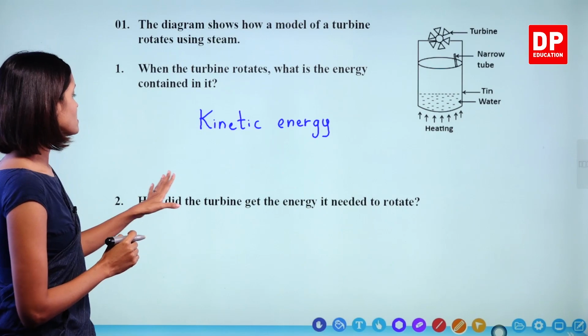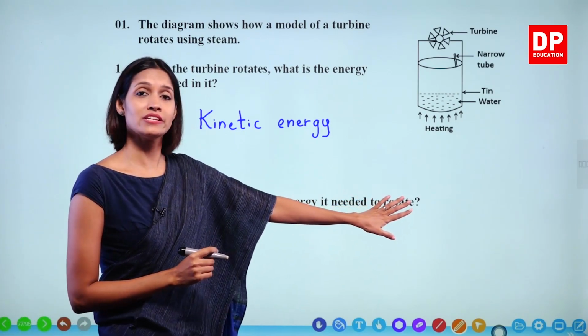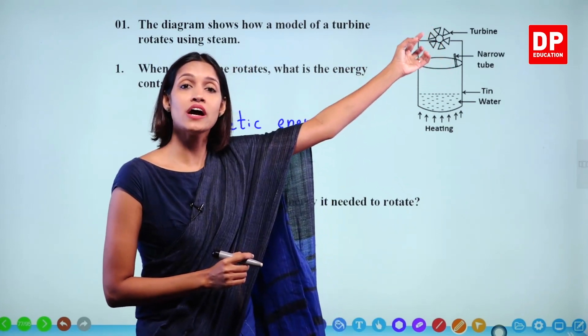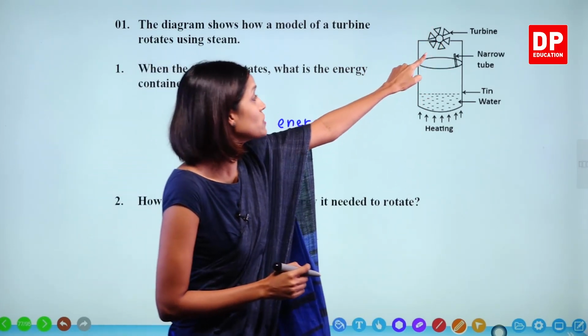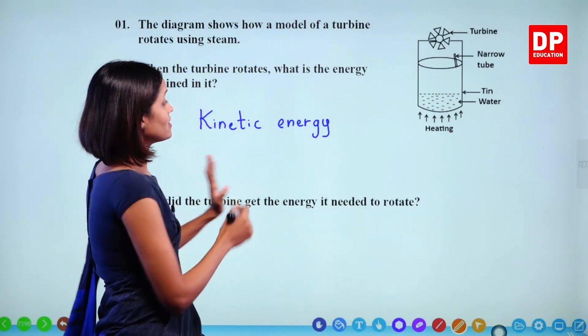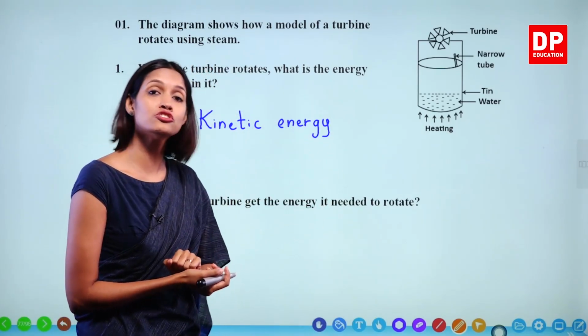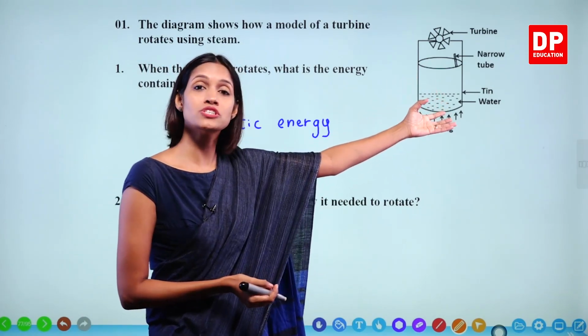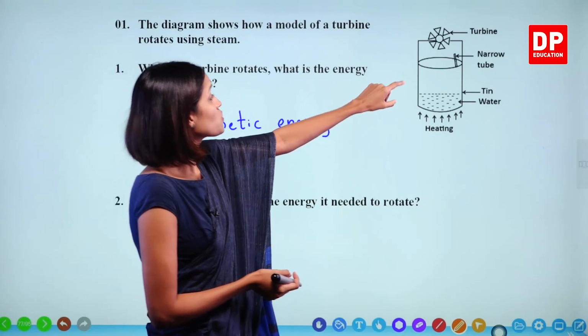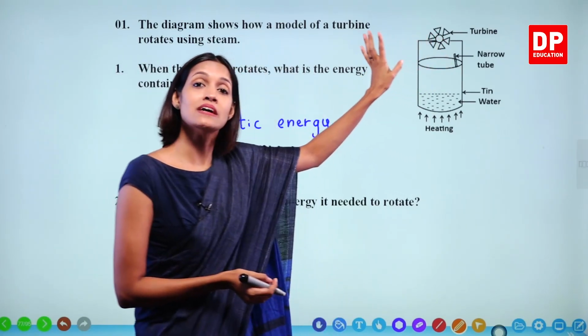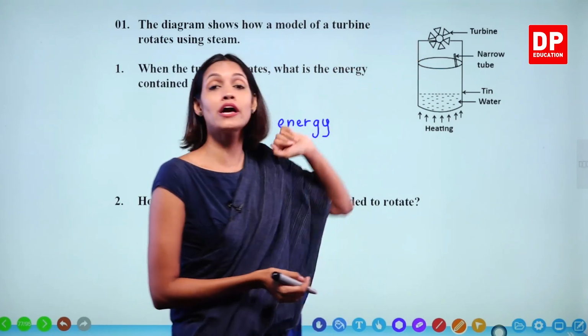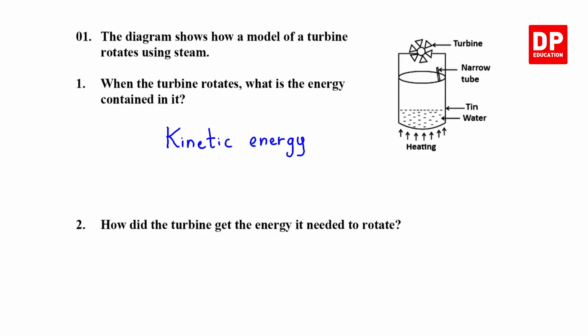Right. How did the turbine get the energy it needed to rotate? How does this turbine rotate? Because of the high pressure of the steam coming out through the narrow tube. So when we heat water, water boils and steam produces, right? So the steam coming out through the narrow tube has high pressure. Because of the pressure, turbine rotates, right? Let's write. When water is heated, steam produces.